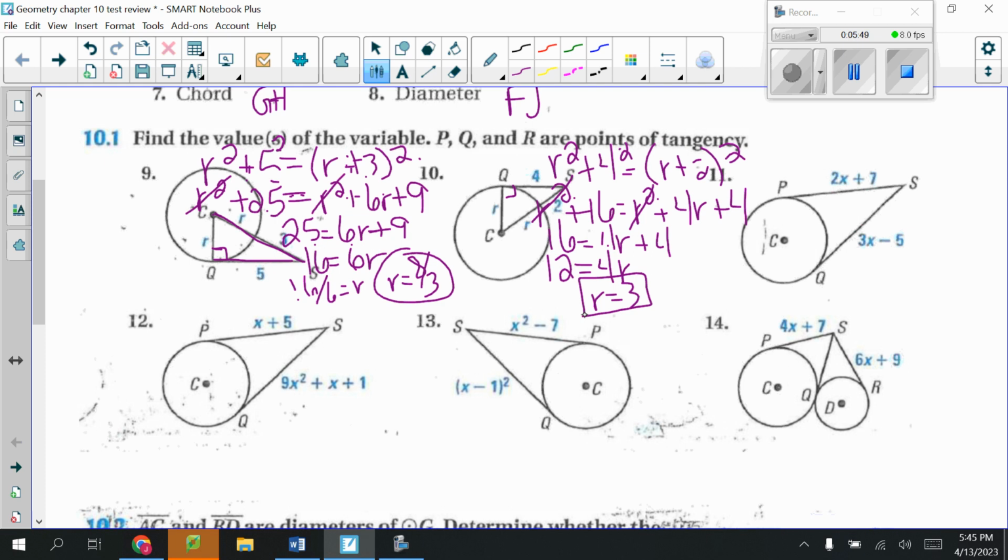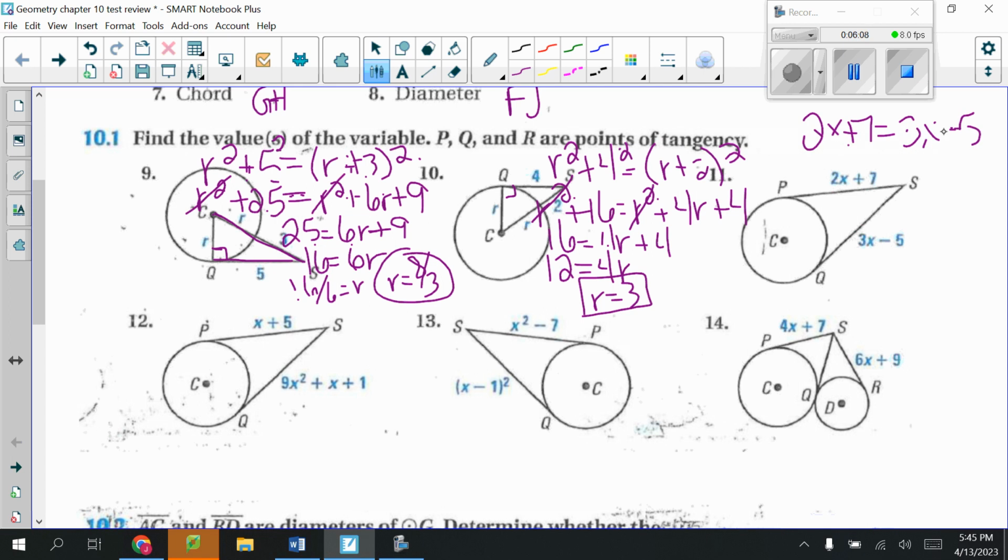And so then number 11, the picture looks different. I have two tangents. Remember that when I have two tangents on the outside, they are congruent to one another. So I just set these equal. So I'm going to say 2x plus 7 equals 3x minus 5.